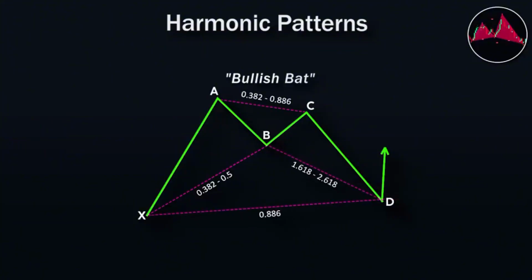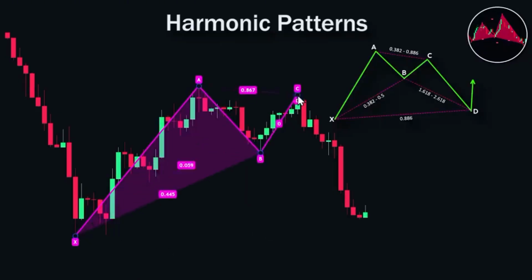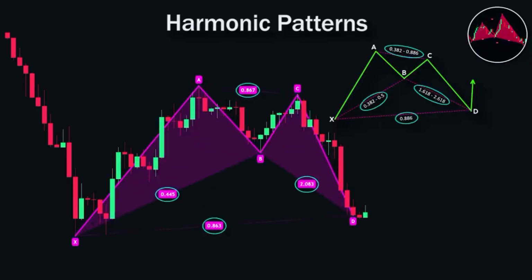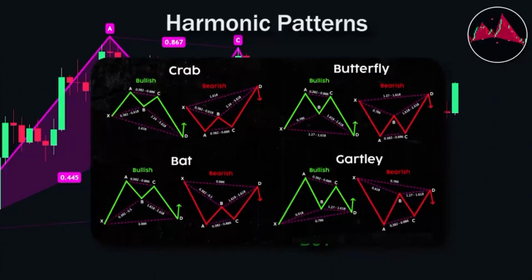Next, these specific guidelines can then be applied onto a real chart. So, if you see price forming a series of 4 movements, you can apply the harmonic pattern tool to check if the price that formed matches a pattern's guideline. If it does, then you can take a position based on the pattern that formed. There are multiple harmonic patterns that exist. Most notable are butterfly, bat, crab, and each have their own unique values.